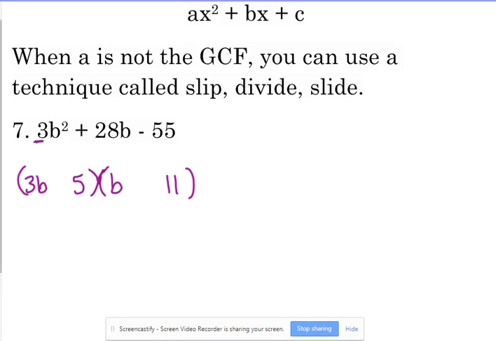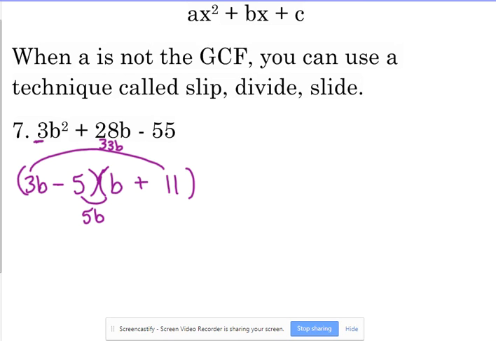Okay, now I've got to play with my signs. I like to kind of write it out like this. 3b times 11 is 33b. 5 times b is 5b. So I'm really close. 33 and 5, I can combine those to get 28 when they have opposite signs. It's positive 28, so my 33 has got to be positive, and my 5 has got to be negative. And we're good. That is the factoring.